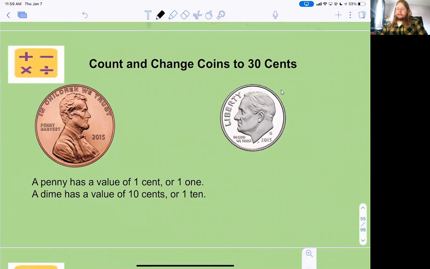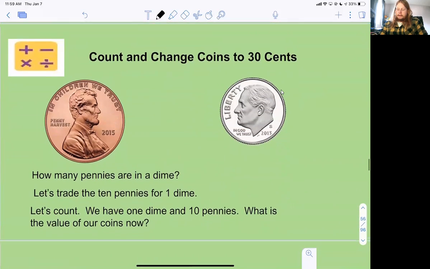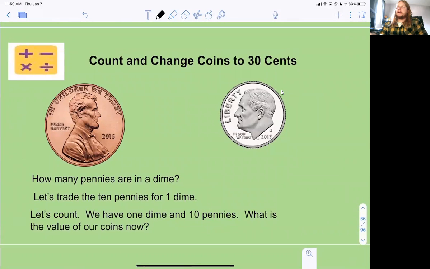So let's count and change coins to 30 cents. A penny has a value of 1 cent, correct? So a penny is 1 cent. And a dime has a value of 10 cents. Even though dimes are smaller, they're worth more. So how many pennies are in a dime? Well, if a dime is worth 10 cents and a penny is worth 1 cent, that means that there are 10 pennies in a dime.